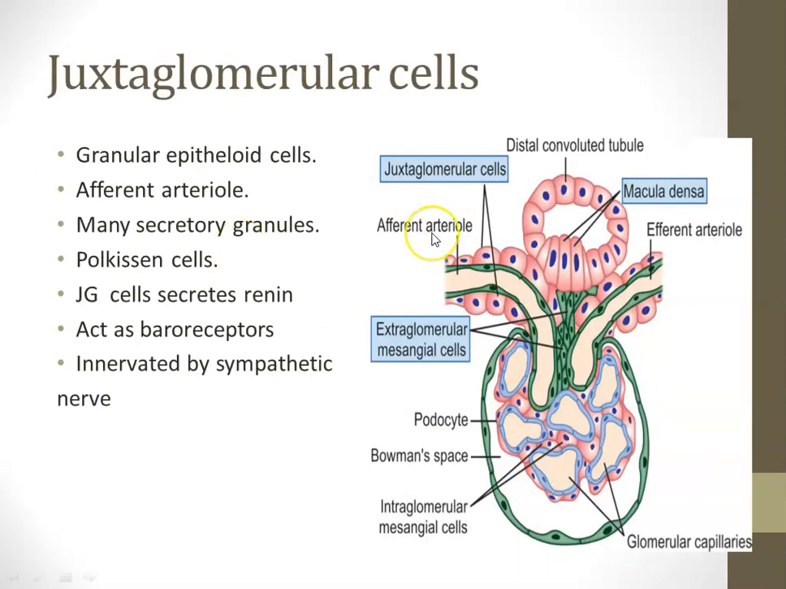Then come to the juxtaglomerular cells. These are the juxtaglomerular cells which are present over the afferent arteriole. They contain many secretory granules. They secrete renin. The importance of the juxtaglomerular cells is that they act as a baroreceptor because they respond to the pressure gradient present in the afferent arteriole. They are also called Polkissen cells.